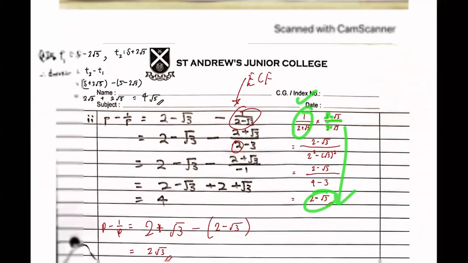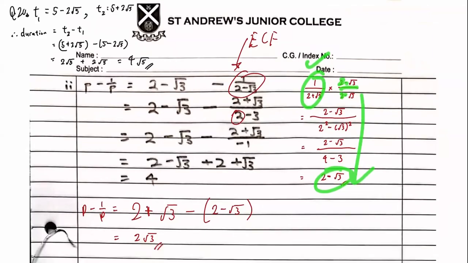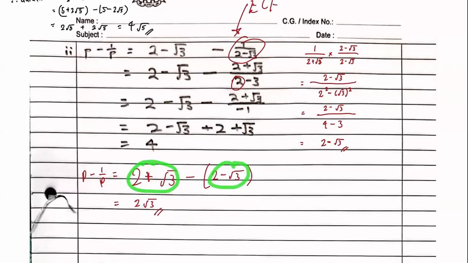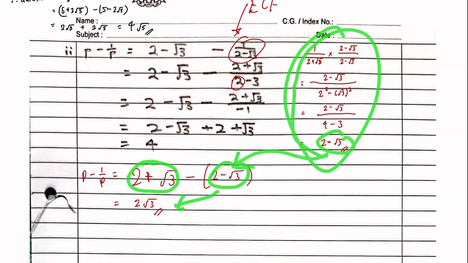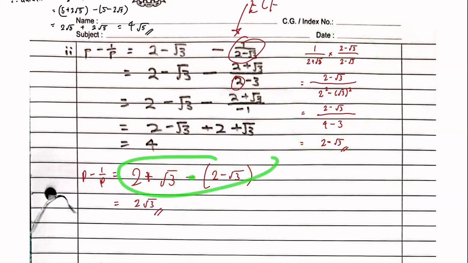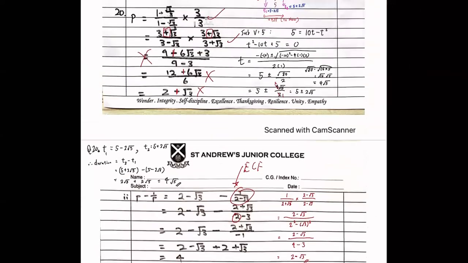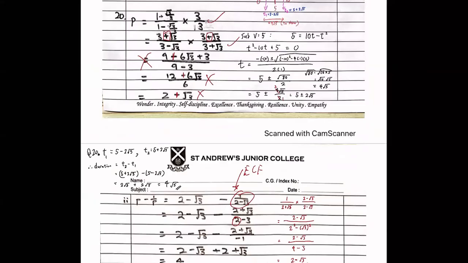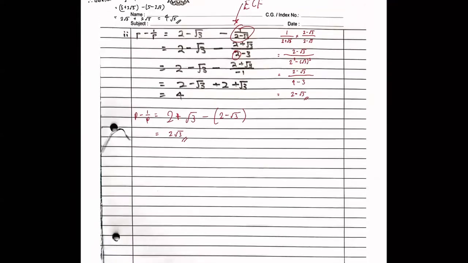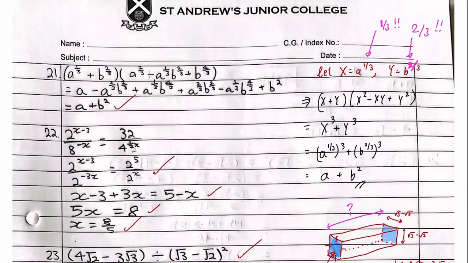But not done yet, because we need to substitute in the p and the 1 over p. Then after that we simplify. This guy over here is a rationalized version of 1 over p. So you get 2 minus root 3 over here. Bring in the minus sign, and then you will eventually get 2 root 3. Okay, that's part 2. Is that all? Wait, there's still one more worksheet. Over here again, it's the same trick.